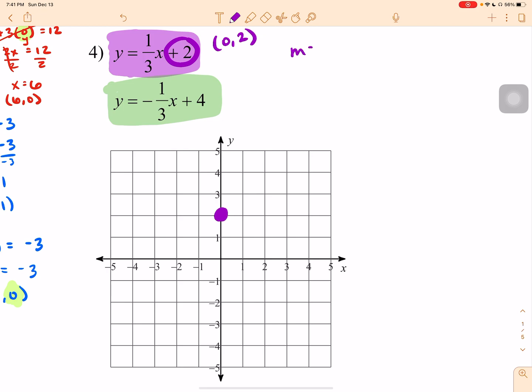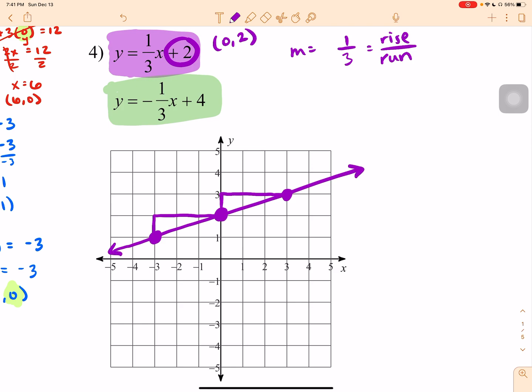And then if I know m is 1/3, this is rise over run because that's my slope. M is slope, rise over run. So I'm going to go 1 up, 3 to the right. I can also go backwards: 1 down and 3 to the left. Or I could have done 3 to the left and 1 down if you wanted to make it look like the same slope triangle there. It's a slope triangle because if I draw a line through it, you see little triangles created there. Okay, so there's my line. This line is y equals 1/3 x plus 2.